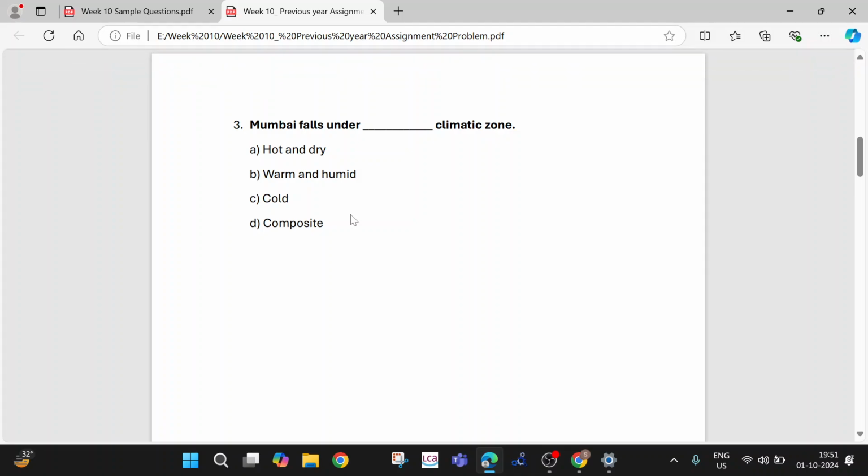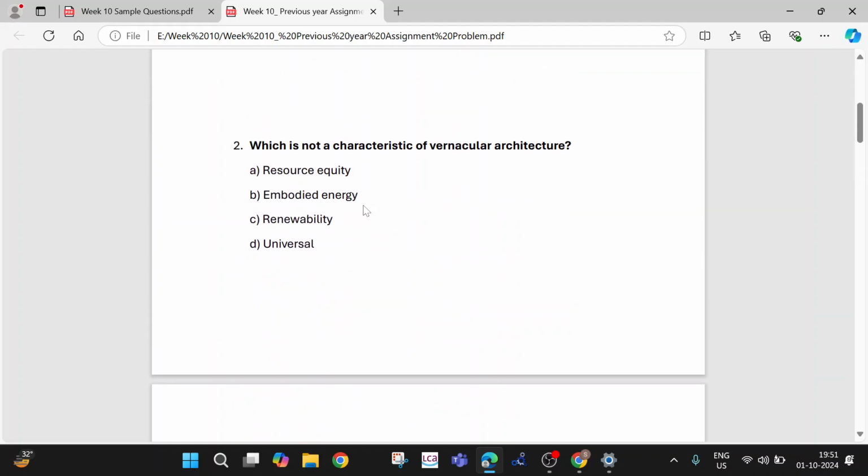So it's the warm and humid climate zone, in short a tropical climate with high humidity and warm temperatures. Fine. I think we have missed question number 2. Here's question number 2. We directly moved to question number 3. Which of the following is not a characteristic of vernacular architecture?